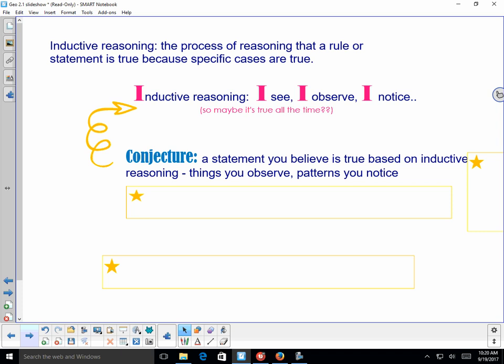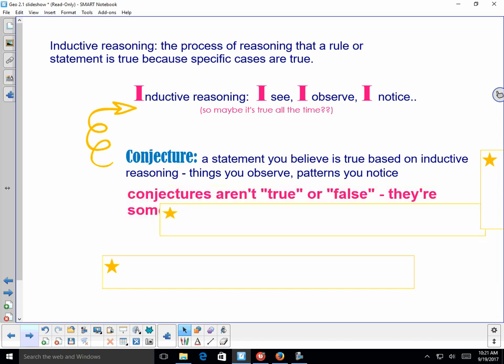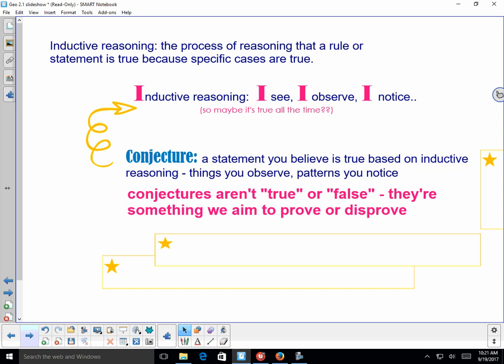So what is a conjecture? Again, if you need to pause the video, go ahead and do that. A conjecture is a statement you believe is true based on your inductive reasoning. So things you observe and patterns that you notice would be a conjecture. Conjectures are not necessarily true or false. They're something that we try to prove true or try to disprove as false. So conjectures aren't true or false. They're something we aim to prove or disprove. If you're not finished copying things down, go ahead and pause this video, and I'm moving on to the next page.